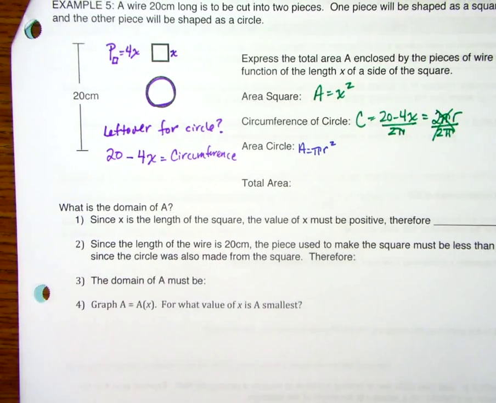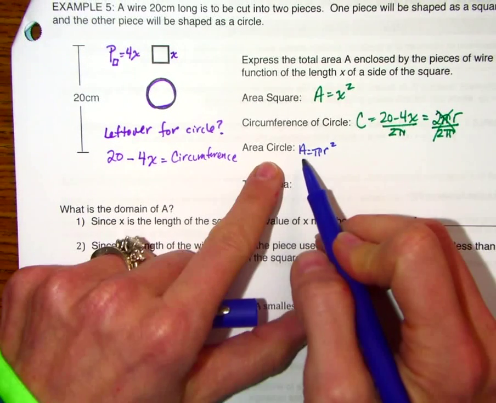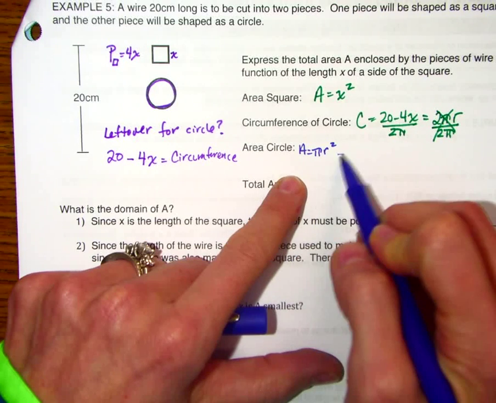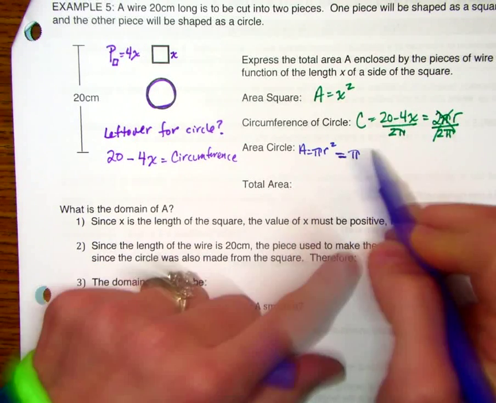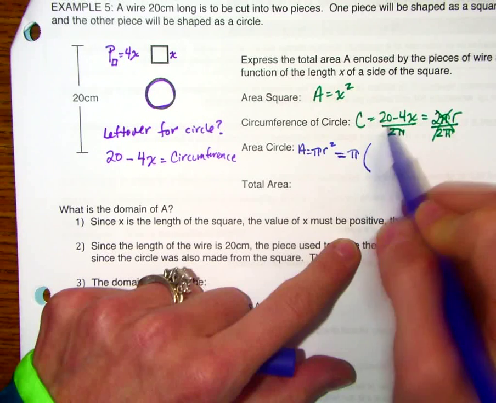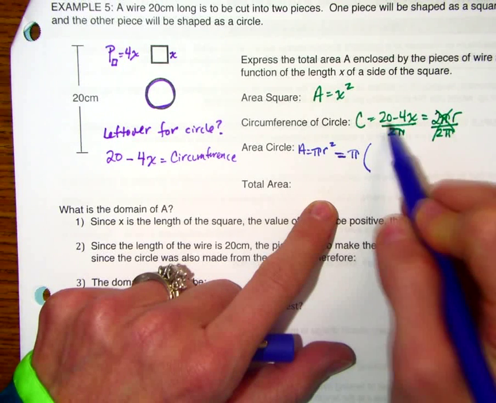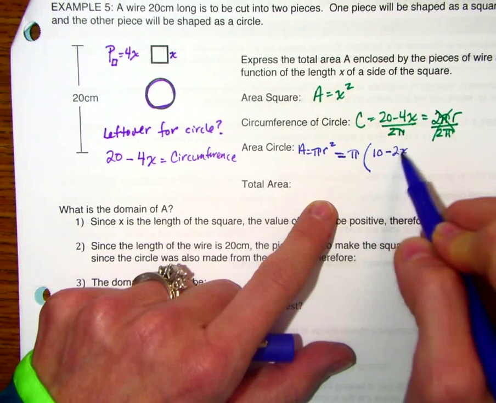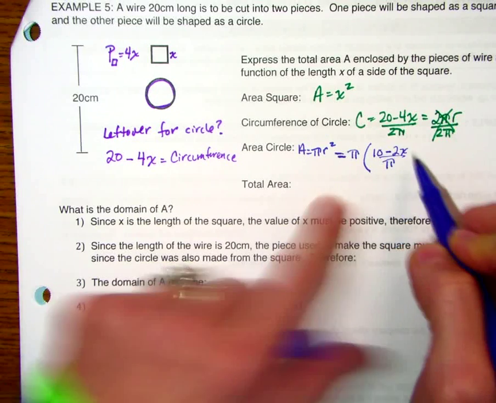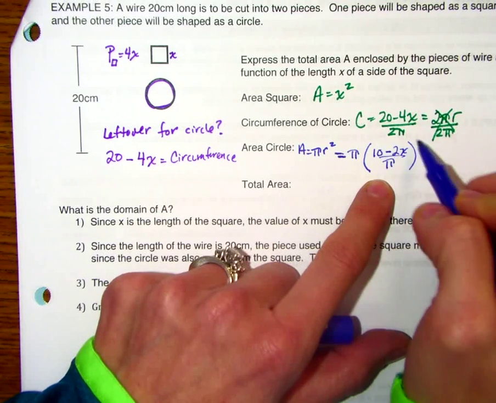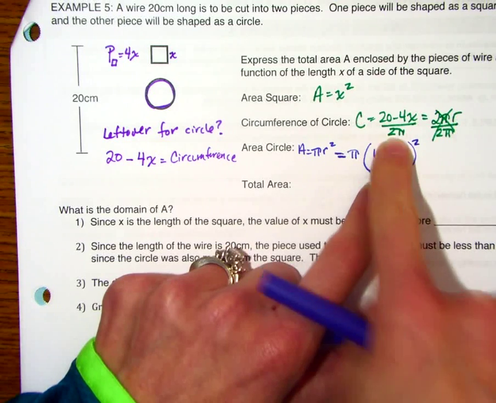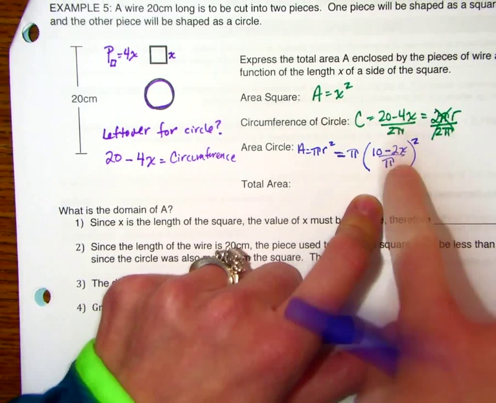And that's great because now if I want the area of the circle in terms of x, I can just do pi times r squared. And what was r squared again? Or r? 10 minus 2x over pi. Did everybody see where that came from? No. You have 20, 4, and 2. 20 divided by 2 is 10. Now 4 divided by 2 is 2. But we got to square that guy.